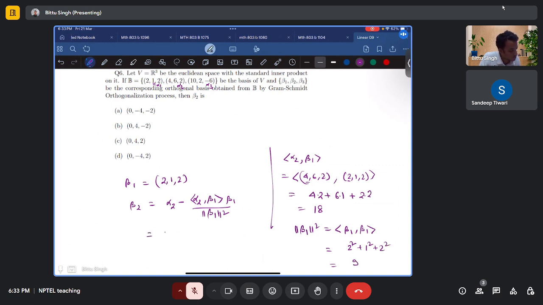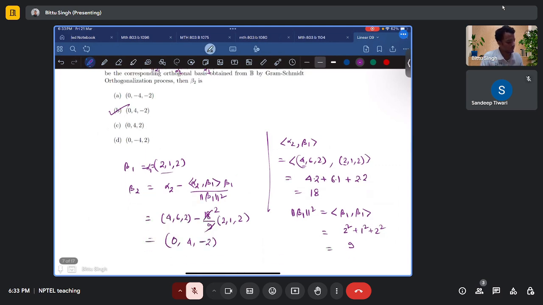So this is alpha 2, which is (4, 6, 2), minus 18 by 9 into beta 1. Beta 1 means (2, 1, 2). So this is 0, then 6 minus 2 which is 4, then 2 minus 4 which is minus 2. So beta 2 is (0, 4, minus 2), and this is the correct answer.